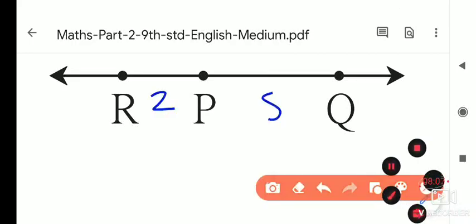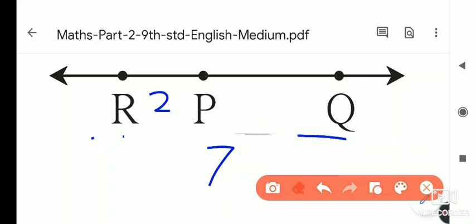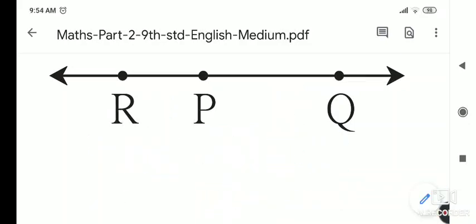If it is 2 and 5, then RQ is equal to 7. Suppose 7 is given, but PR is not given. What do we have to do? Distance of RQ minus distance of PQ gives you 2. Suppose 5 is not given here, and only these two values are given. How do we solve this? Same way: distance of RQ is equal to distance of PR plus distance of PQ. So 7 minus 2 is equal to 5. In that way, we are finding the distance between them.